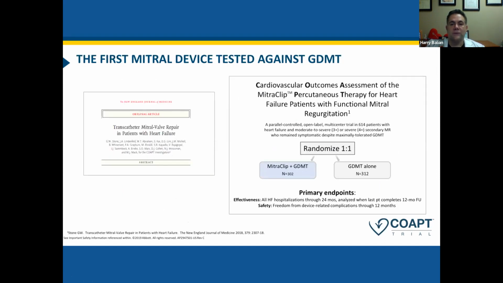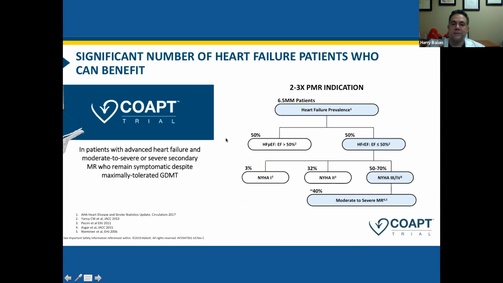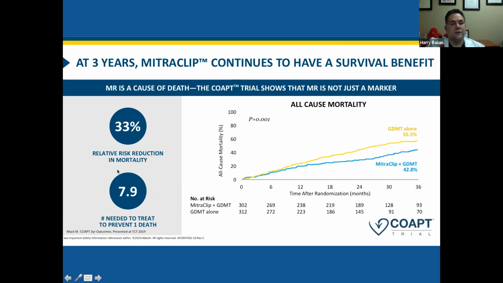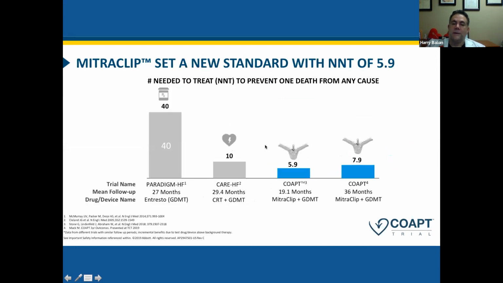The COAPT trial randomized mitral clip plus guideline-directed medical therapy versus guideline-directed medical therapy alone. There were 600 plus patients. Half of the patients had heart failure with preserved EF, and half had heart failure with reduced EF. Overall, there was a 38% relative risk reduction in mortality, and the number needed to treat was 5.9. There was also a 33% relative risk reduction in mortality, and the number needed to treat was 7.9. Those are looking at all-cause mortality.